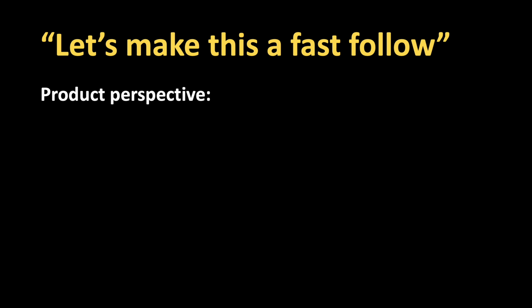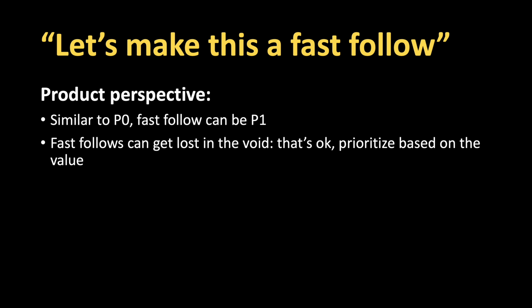So the next common phrase is, let's make this a fast follow, right? From a product perspective, maybe your engineering counterparts tell you, okay, well, what if we make this feature a fast follow? This is very similar to P0. So if it's not a P0, it's a fast follow and can be a P1, right? So apply the same heuristics to know whether something is a P0. And fast follows can often get lost in the void, right? Maybe we don't ever get to them. Just learn to accept that maybe that's okay, right? Prioritize based on the value it provides to the customer.